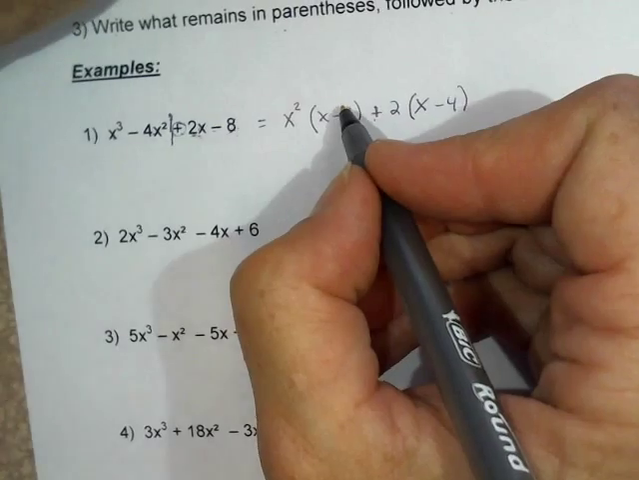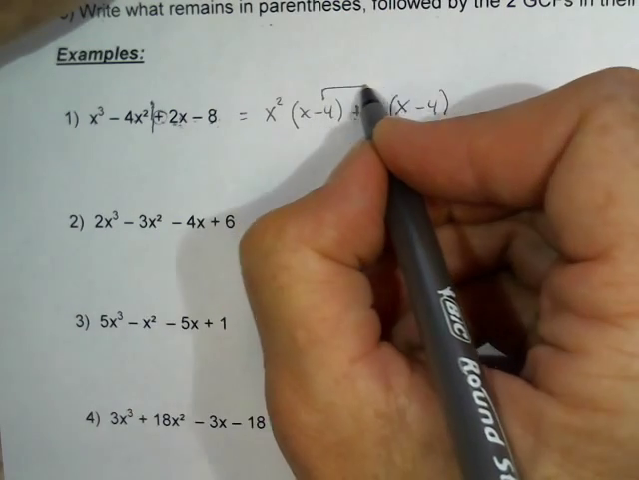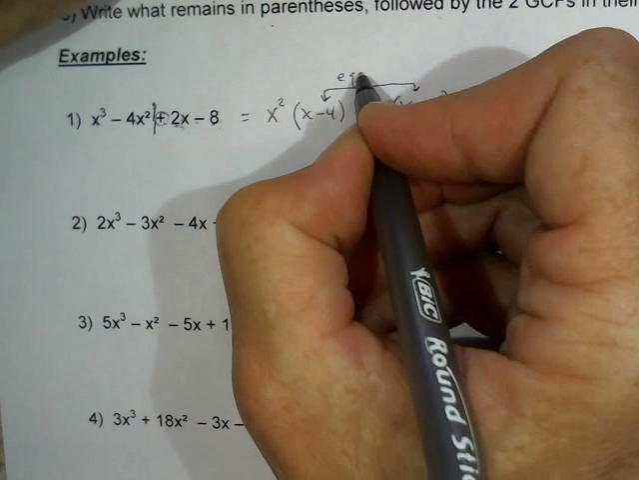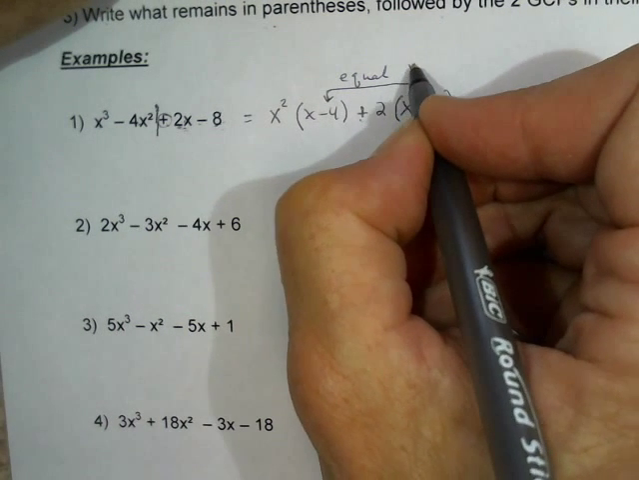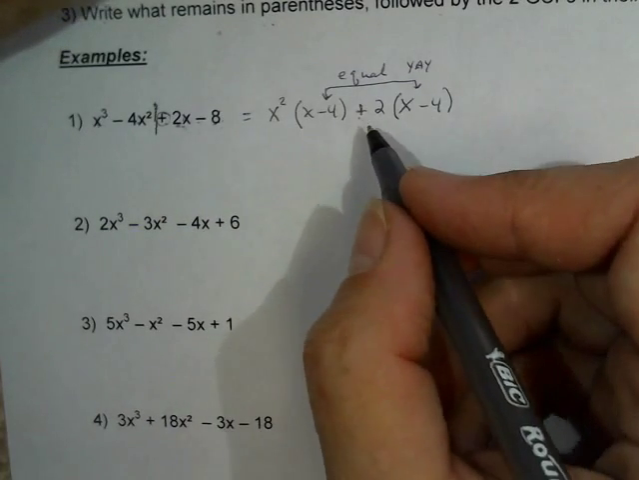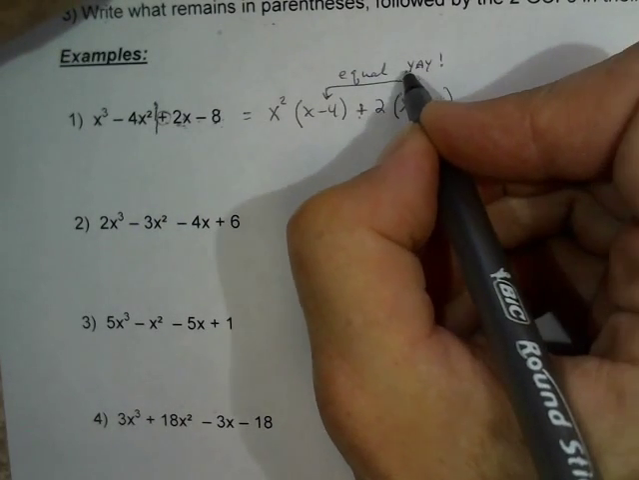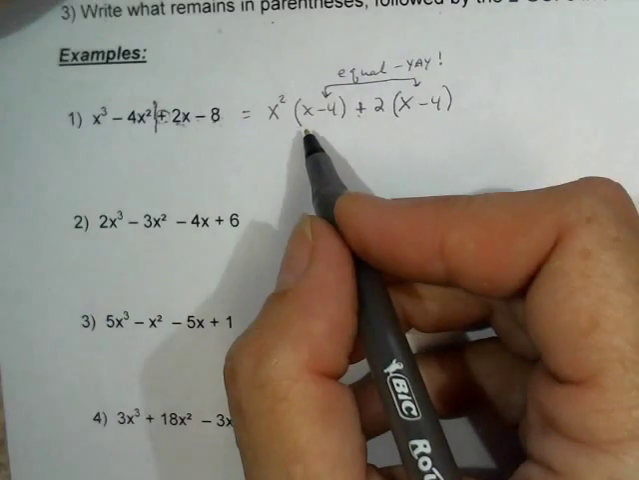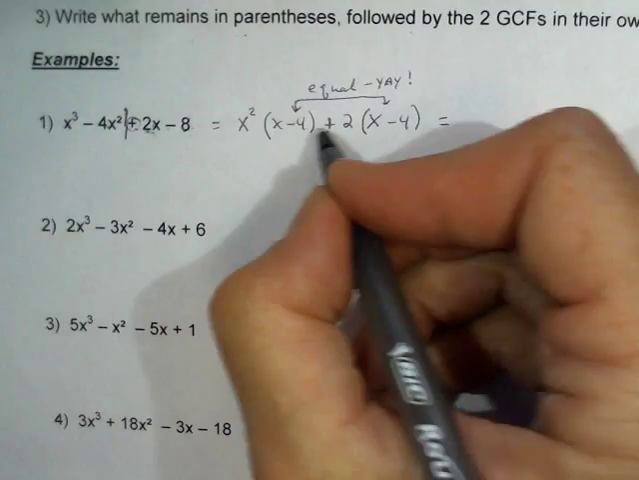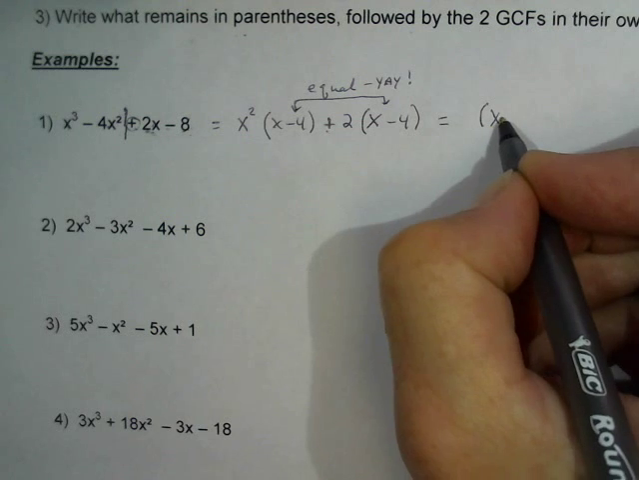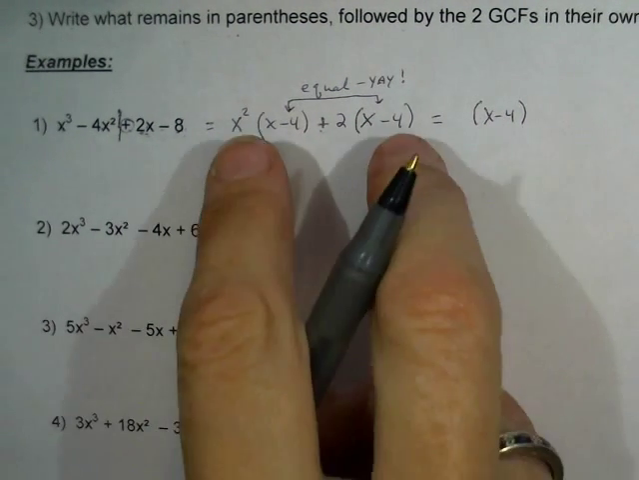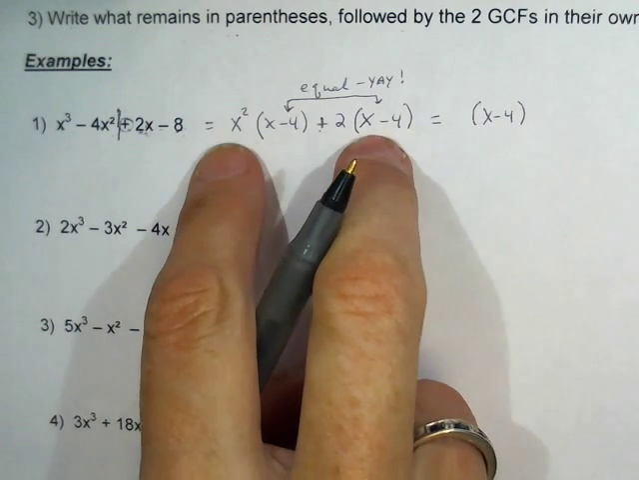And now what we see is that what we have in parentheses, they are equal. The x minus 4 is equal to this. So we say, yay, they're equal. That means we can do factor by grouping. So what we're going to do is write what remains in parentheses. What remains in parentheses is an x minus 4. You write that once, not twice, because that's the GCF of these 2 terms.